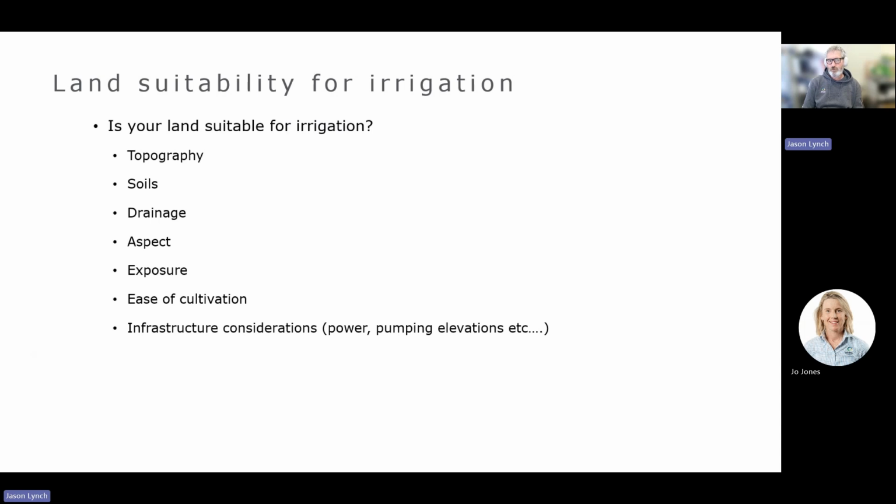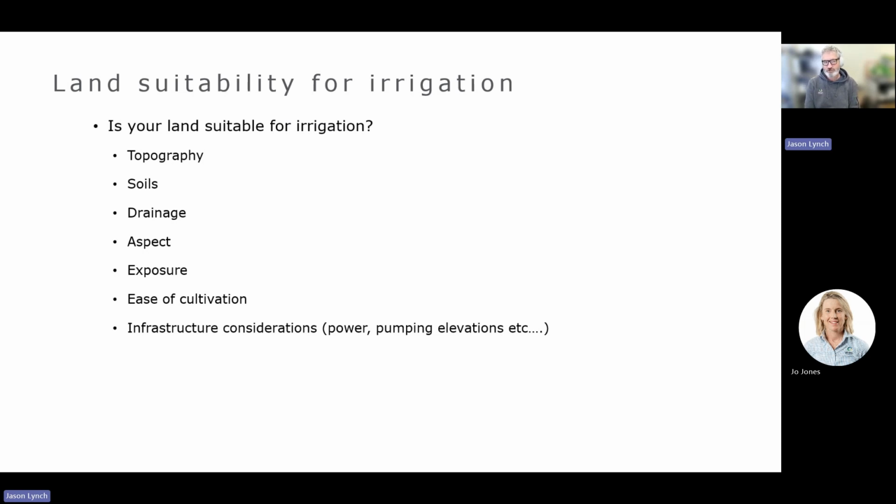So when we're looking at the big picture to understand, is your land suitable for irrigation? There's a number of, I guess, physical characteristics that we need to work through. We need to look at topography, the slope of the ground, is it north facing, south facing, is it undulating, is it a consistent slope, is it flat, etc. We need to understand and identify what are the soils we're dealing with. We'll dive into that a little bit further on.